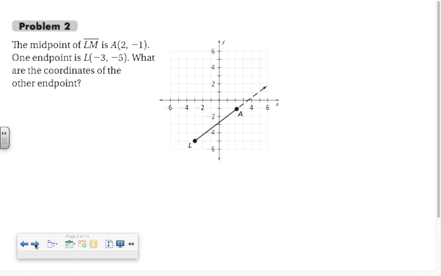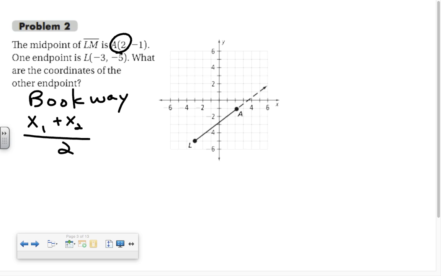This problem is a little bit different. They've already found the midpoint. It's located at A, 2, -1. The problem is we don't know one of our endpoints. We know one of them, it's -3, -5, but we need to find the other one. The book shows you a method that uses algebra. The book says x1 plus x2 over 2 is going to equal the x-coordinate of your midpoint. And y1 plus y2 over 2 is going to equal the y-coordinate of your midpoint.